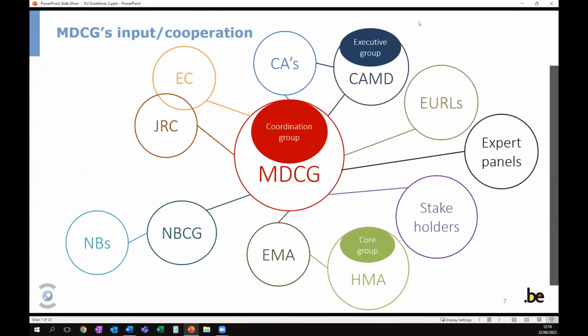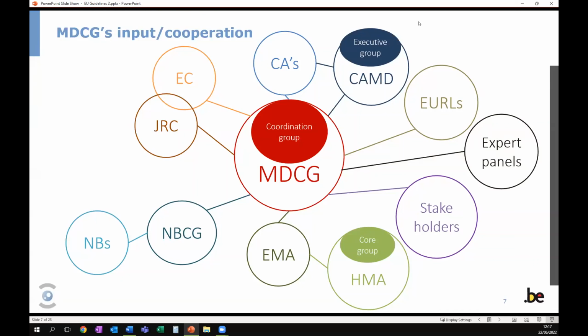So where does the MDCG get all its information from, or what other groups does it cooperate with? Obviously, there are the different departments of the European Commission and the Joint Research Center, which is a part of the European Commission. There's the competent authorities that actually participate in the MDCG, but the competent authorities also have their own group called the CAAMD. And then in the near future, there will be the European reference labs that will provide input to the MDCG, the expert panels. And then there's this large group of stakeholders that contains industry, healthcare organizations, authorized representative associations, etc.